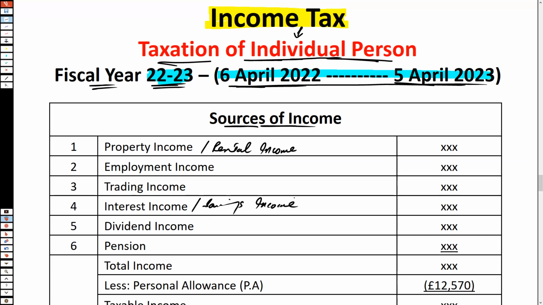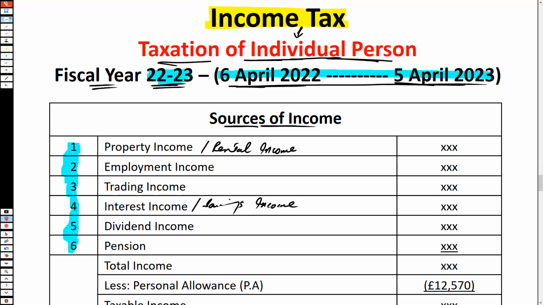If you have purchased the shares of any company and yearly you are getting the dividend from the company, then it would be considered as dividend income for you as an individual person. And if you are now old, sitting at your home, and still getting any amount from the government or your employer, then that would be considered as pension income. Apart from these 6, no other source of income is there for an individual person.